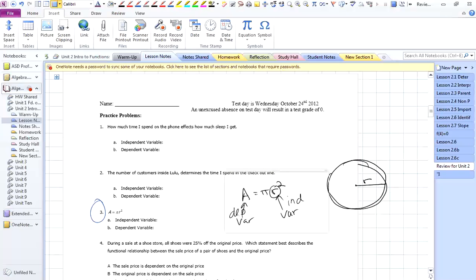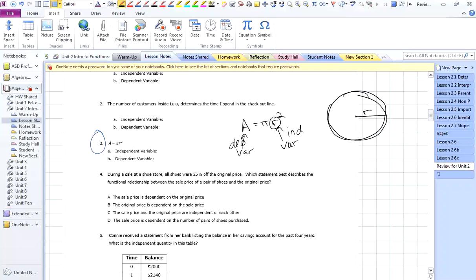Can we do number 4? Sure. Okay, so during a sale at a shoe store, shoes were 25% off the original price. Which statement best describes the functional relationship between the sale price and the pair of shoes? A message popped up on my screen. It says this free meeting will end in 10 minutes. The meeting host needs to upgrade. Yeah, we just have 10 minutes.